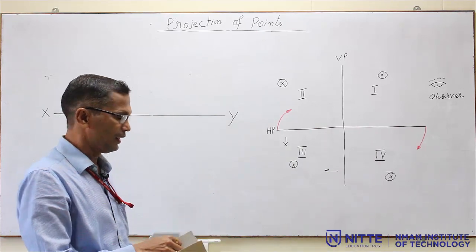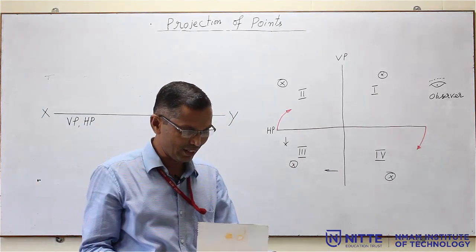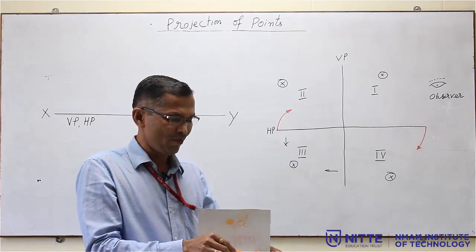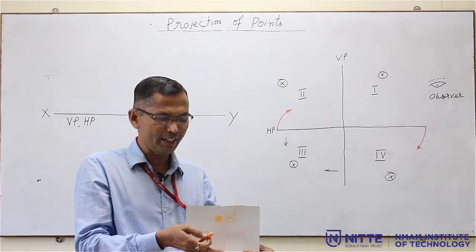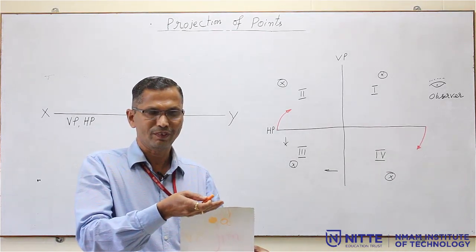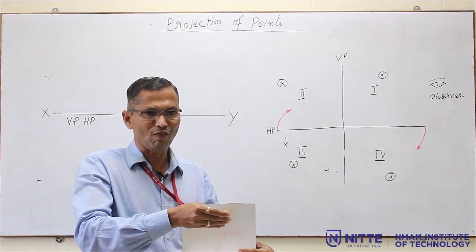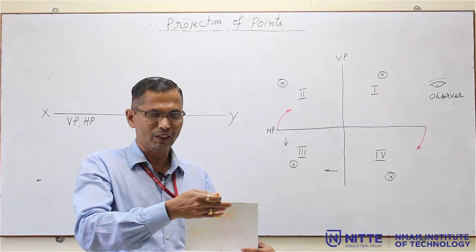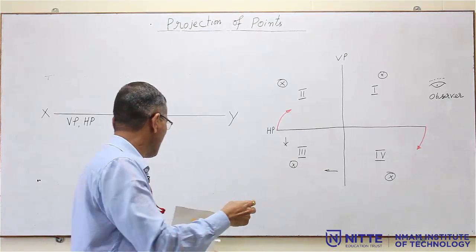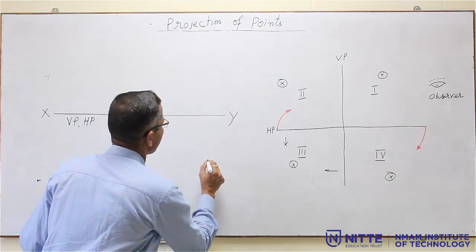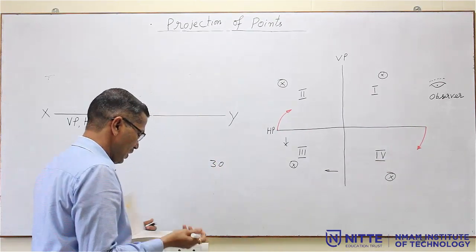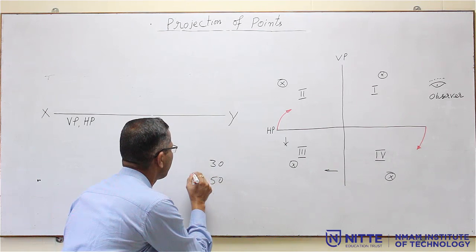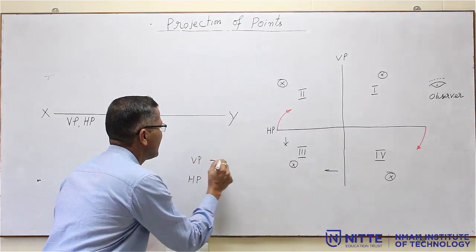Suppose there is a point in the first quadrant. We will take one example. A point A is 50 mm above HP and 30 mm in front of VP. So, what is the distance from VP? It is 30 mm. Then, how much above HP? It is 50 mm. So, from HP it is 50 mm, from VP it is 30 mm.